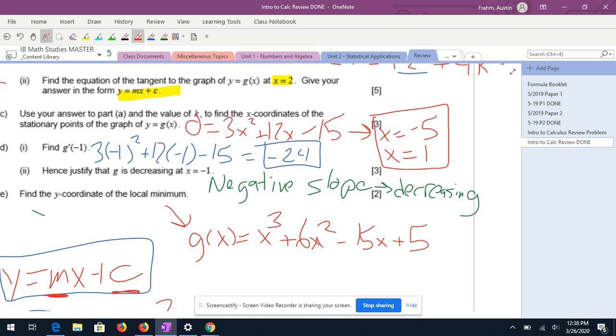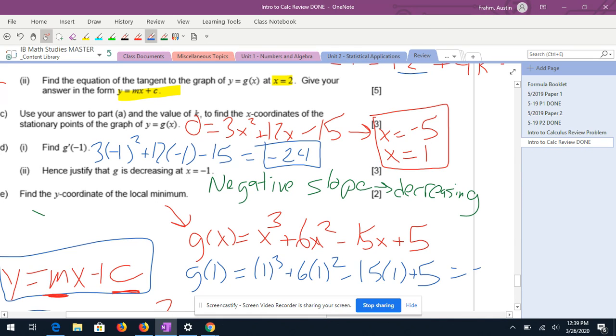If you were to plug that into your calculators and look at the graph, you would find that when x equals 1, it is a local minimum. When x equals -5, it's actually a local maximum. So we want to plug 1 in for x. So g of 1 is going to be 1 to the third plus 6 times 1 squared minus 15 times 1 plus 5. And if you type that in correctly and solve, you're going to get a value of -3.